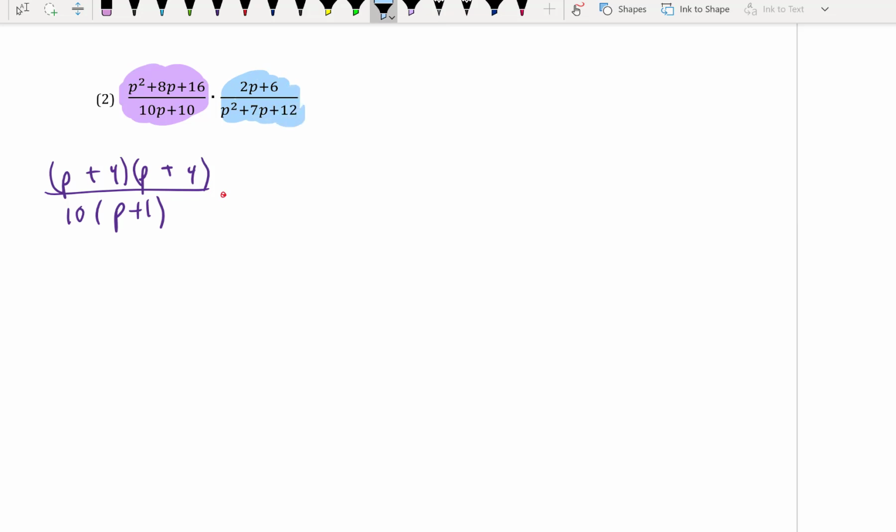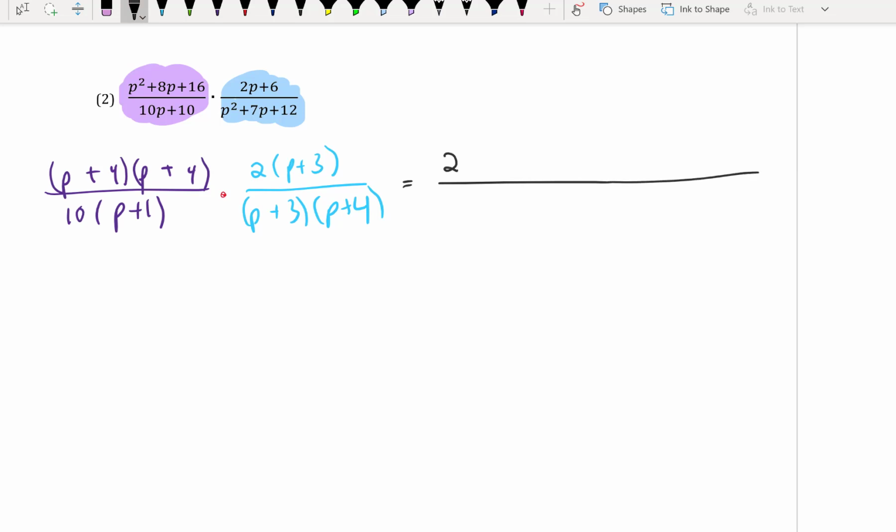Now I'm going to look at that second fraction. My numerator has a GCF of 2, so I'm left with a p plus 3. And down at the bottom, if I do my guess and check, I know that 3 times 4 multiplies together to give me 12, and it also adds together to give me 7. So now everything's as factored as possible. And remember, in multiplication, order doesn't matter. So I have a 2 times a p plus 3 times p plus 4 times a p plus 4. I'm just rewriting it. Down the bottom, I have a 10. I have a p plus 3, a p plus 4, and I also have a p plus 1.